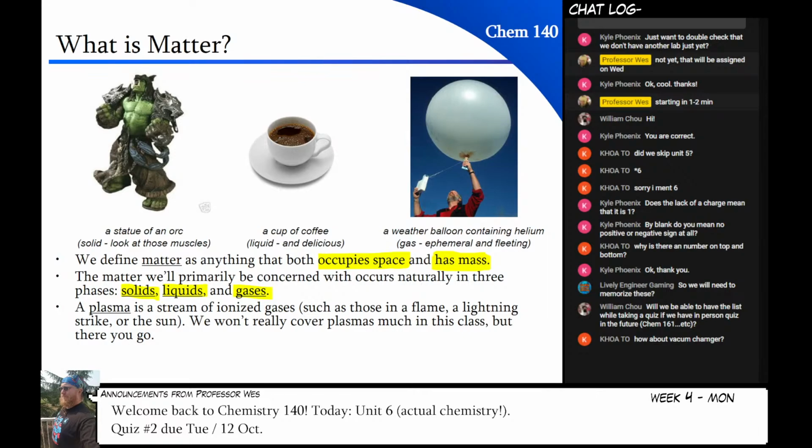What other phases are present? What about a plasma? What is a plasma? A plasma is just really, really, really hot gases to the point that they've been ionized. So in other words, their electrons have been ripped off of them.